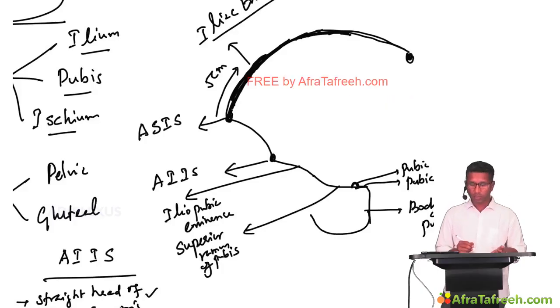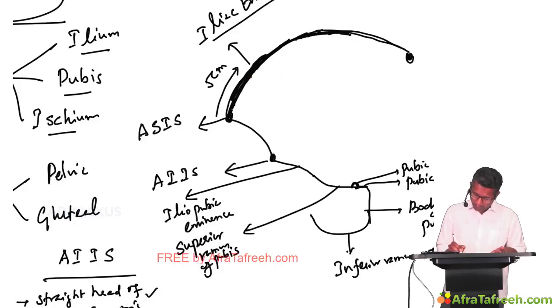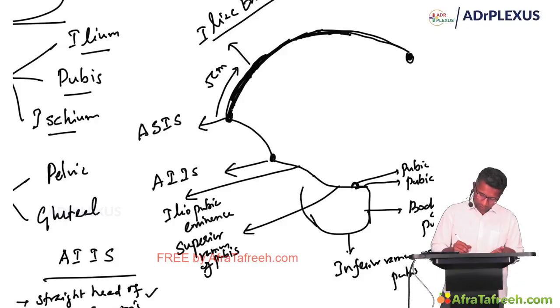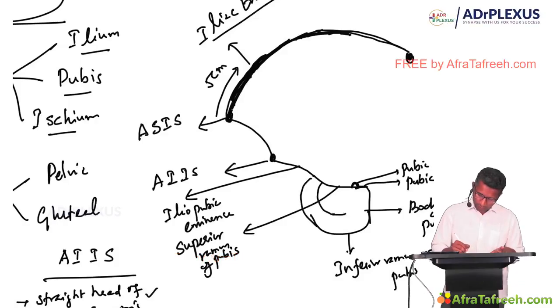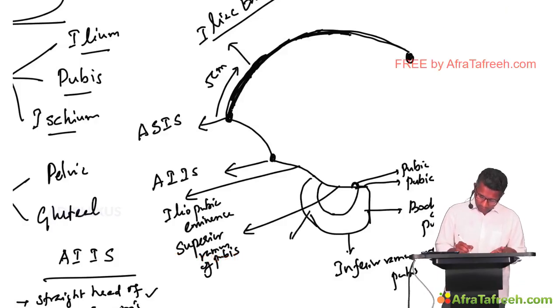Okay, so now if you trace the body of the pubis, it becomes the inferior ramus of the pubis. And this inferior ramus of the pubis continues with the ischium as the conjoint ischiopubic rami and forms the ischial tuberosity. So what is this? This is called the ischial tuberosity.